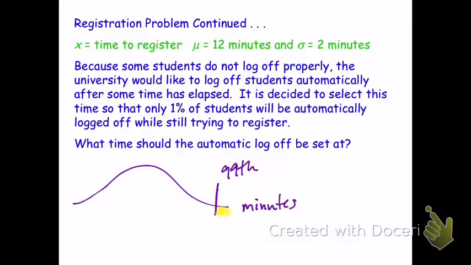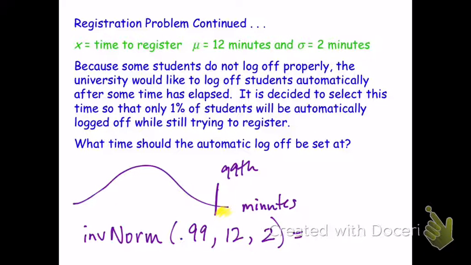To find this value, it's given a percentile. Remember, I do inverse norm of 0.99. My mean is 12, my standard deviation is 2. So use inverse norm. Wait, so how come we didn't do 0.01 on this one? Because they want 1% to be automatically logged off, so that means they want 99% to not be logged off.